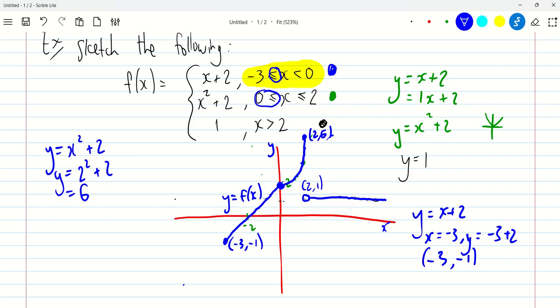Hope that makes sense. So you're putting together two or more separate graphs. Just be aware of where they start and finish. If they include the point, do a solid dot. If it doesn't include the point, do an open dot like I've done there.